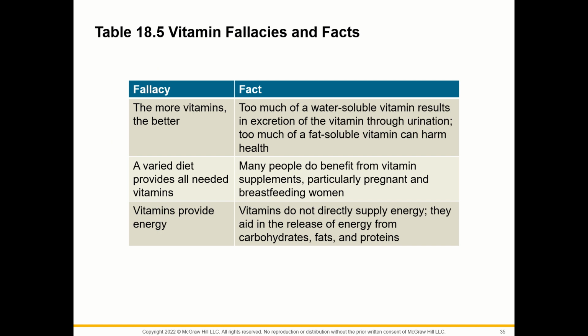Table 18.5 shows vitamin fallacies versus facts. So the fallacy: the more vitamins, the better. Fact: too much of a water-soluble vitamin results in excretion of the vitamin through urination, and too much of a fat-soluble vitamin can harm health. Fallacy: a varied diet provides all needed vitamins. Fact: many people do benefit from vitamin supplements, particularly pregnant and breastfeeding women. Fallacy: vitamins provide energy. Fact: vitamins do not directly supply energy. They aid in the release of energy from carbohydrates, fats, and proteins.